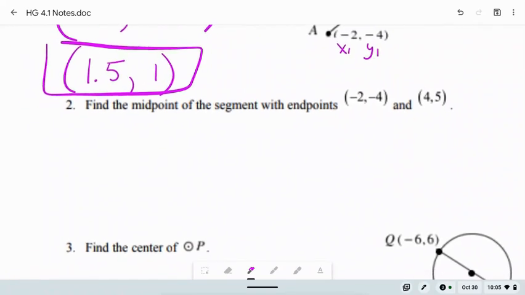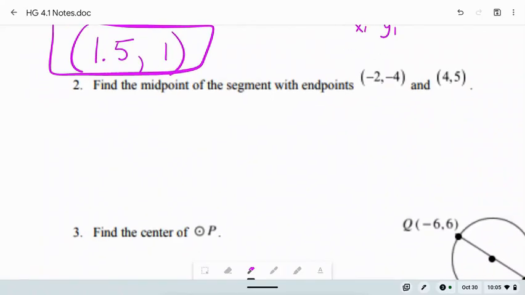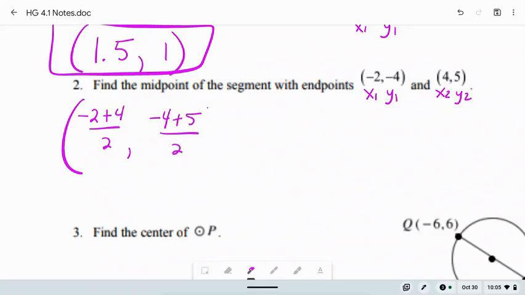Okay, number 2. Again, it says find the midpoint of the segment, and it gives us the 2 endpoints. The only difference here is it just doesn't give us the diagram. So I'm going to call the first point my x1, y1, my second point the x2, y2, and then to find the midpoint, I'm going to add those x's together. So -2 plus 4 divided by 2, add the y's together, -4 plus 5, and divide that by 2. So the midpoint, when I simplify that, -2 plus 4 is 2. 2 divided by 2 would be +1.